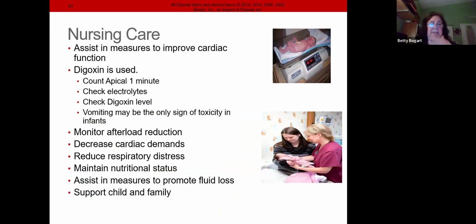Make sure you check the potassium, check the dig level, do an apical pulse for a minute. And sometimes the only thing that's telling you they're in dig toxicity is they're vomiting, right? Vomiting, nausea, yellow spots are the things you were taught about digoxin toxicity. Well, they can't tell you there's spots in their eyes, but they can vomit or be retching. It's telling you a story. So hold it, call the doctor.